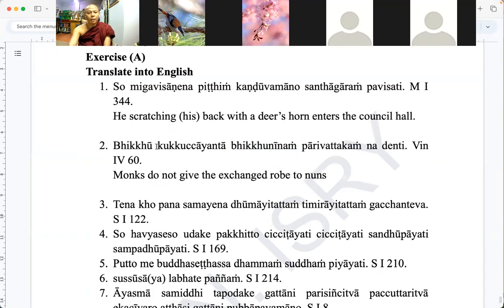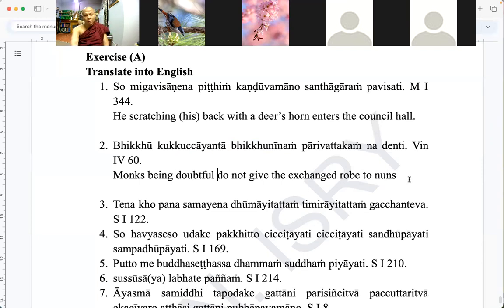And then here, one word is kukkuccāyantā. Kukkuccāyati means doubt, doubts. From kukkuccāya we take the base and then the present participle with the nominative case, plural. So being doubtful. Monks being doubtful do not give the exchange rope to nuns.